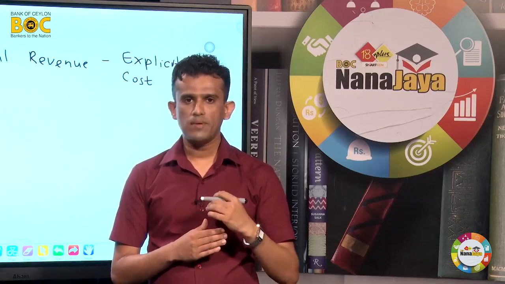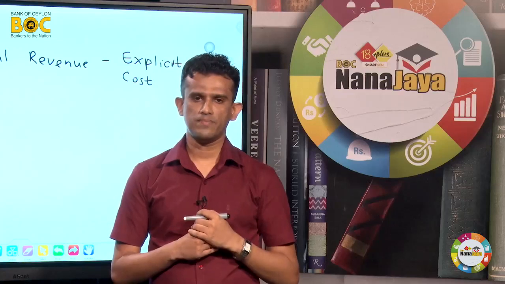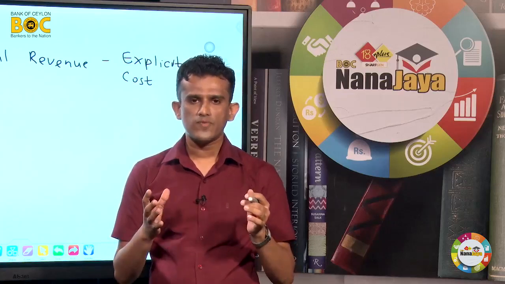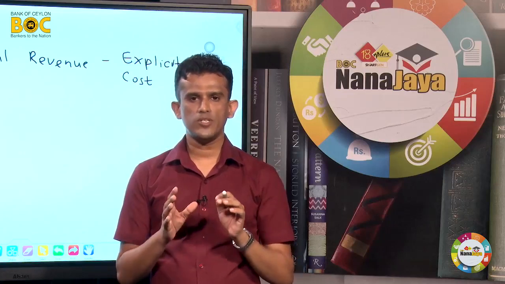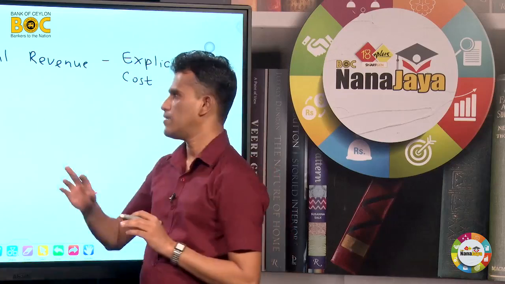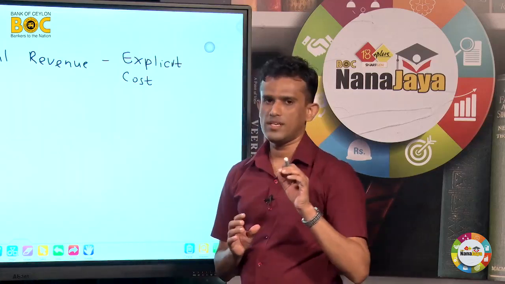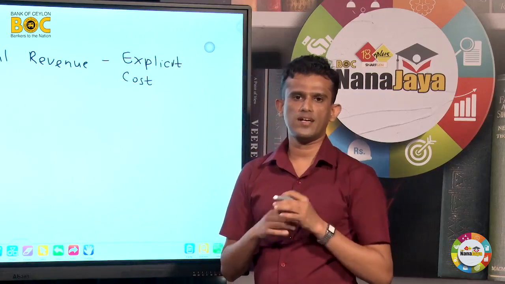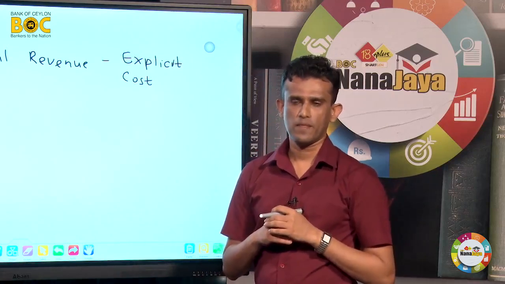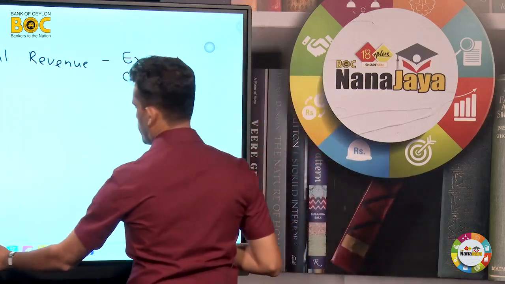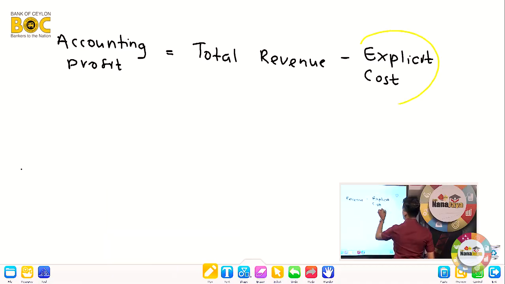So, the money paid by the organization to acquire resources from outside of the organization to produce the product being considered is what we identify as the explicit cost. Within accounting discussion, the cost of production is this explicit cost. So, we deduct this explicit cost from the total revenue when arriving at the accounting profit.